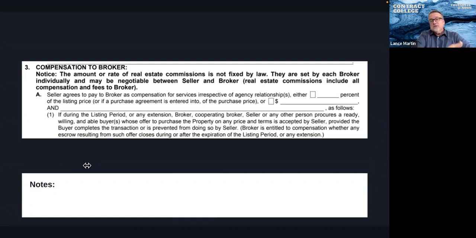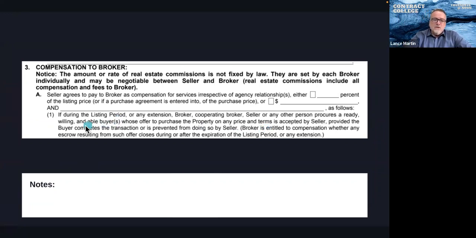Now, there is another place in the form where we can put in some exclusions, and we'll talk about that in a minute. But basically, anybody who brings a buyer in, whether it's you or the broker or the seller or the neighbor across the street, if that buyer is ready, willing, and able, and those terms are acceptable to the seller, that commission is owed.